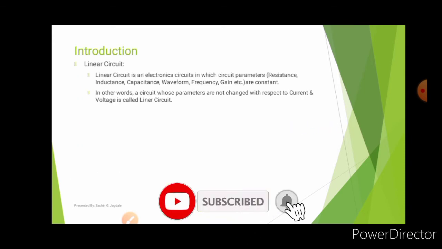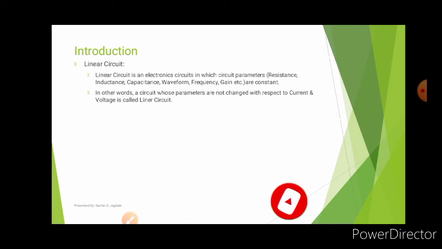First of all, let us understand what a linear and integrated circuit is. First, let us discuss the linear circuit. A linear circuit is an electronic circuit in which circuit parameters are constant. The circuit parameters are like resistance, inductance, capacitance, waveform, frequency, gain, etc. So these linear components do not change their values during the operation.